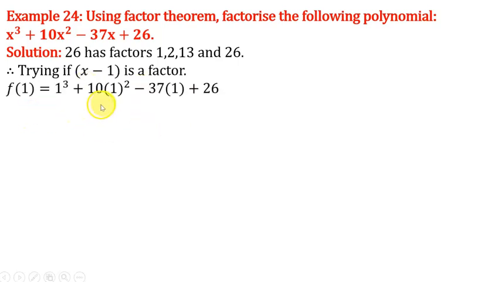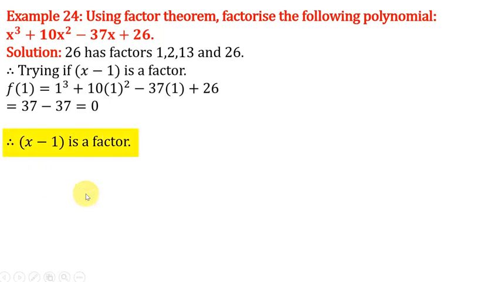f of 1: replacing x by 1, we get 1 cube plus 10 into 1 square minus 37 into 1 plus 26. That is 1 plus 10, 11, 11 minus 37 plus 26. Overall, you will have 37 minus 37, and that equals 0. Hence, x minus 1 is a factor. What about the next factor?